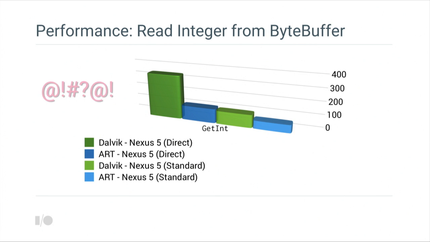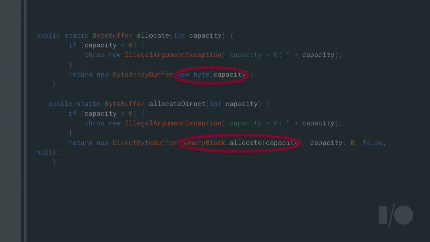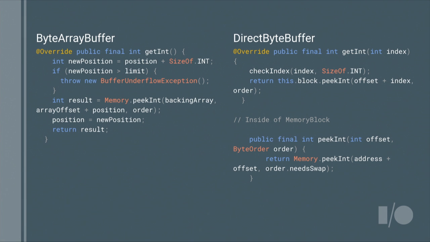Let's take a look at what's going on inside the code. So basically, here's what this looks like. As you'd expect, this is our direct byte buffer. We can see that a regular byte buffer is backed by a Java array, while the direct buffer is backed by a memory block. And so far, that's exactly what we'd expect. And here's how we start reading an integer. We can already see that direct byte buffer has an additional level of indirection. And based on the profiling I've done, that probably costs us about 5 nanoseconds.